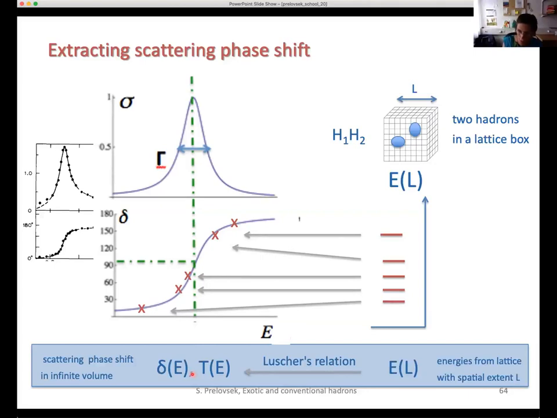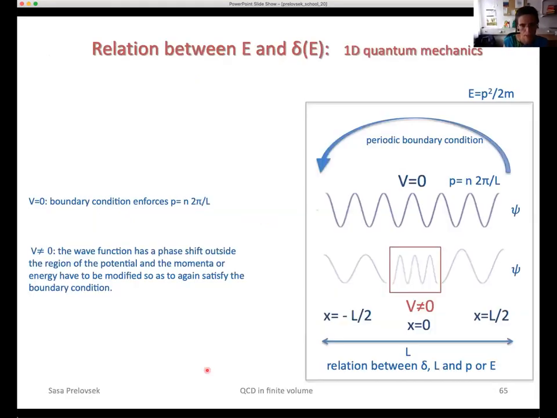Now, for the remainder of this lecture, this relation is the main object. So what is the relation between the discrete eigenenergies in finite volume and the scattering matrix in infinite volume? Okay. Let me first do the one-dimensional example, which is really simple, and I'll really do it. And this is in quantum mechanics. And then I'll go to QFT.